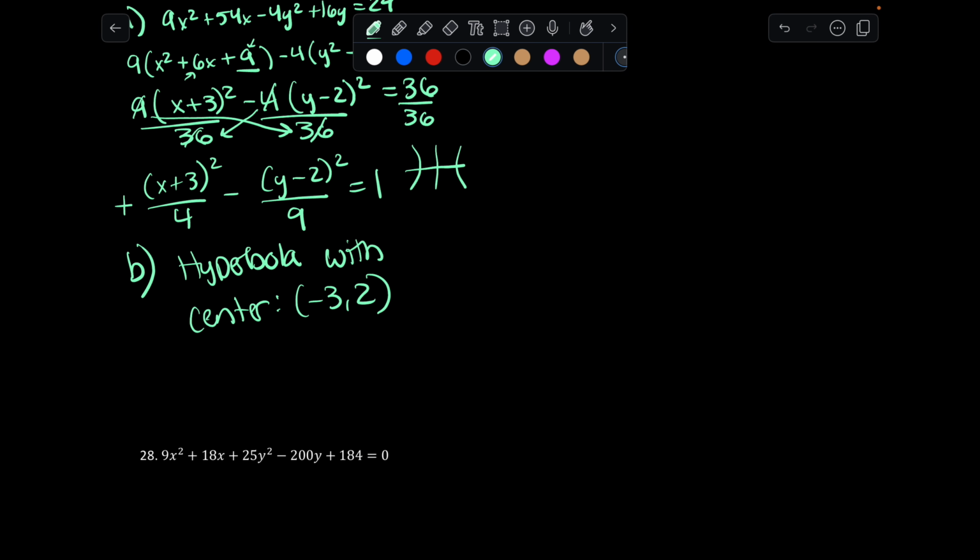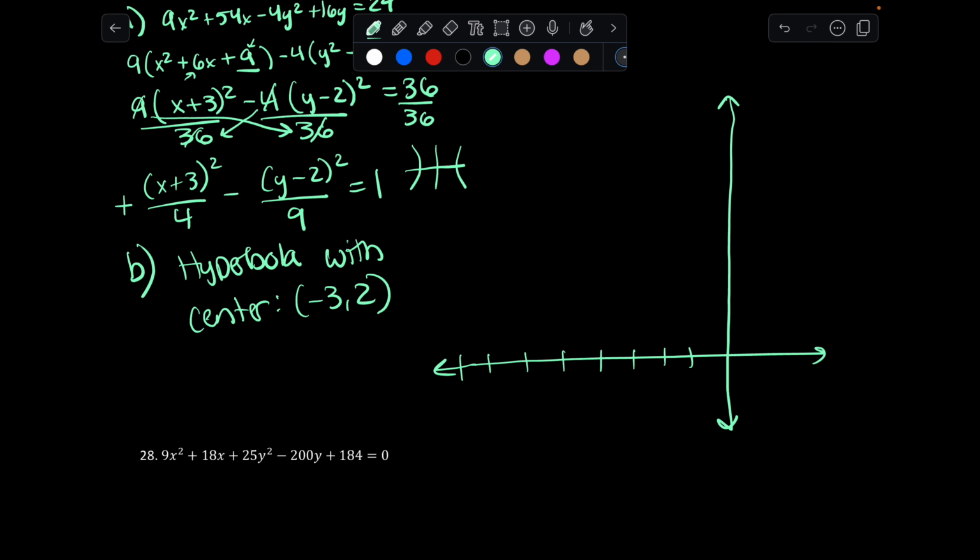So if we sketch this, we will start in quadrant 2. And I'm going to go negative 8 horizontally and vertically. Okay, so our center, we have negative 3, positive 2. We'll draw a little x for that. Now, for a hyperbola, it's a rough sketch, but you want the sketch to be accurate, so we use a central rectangle.